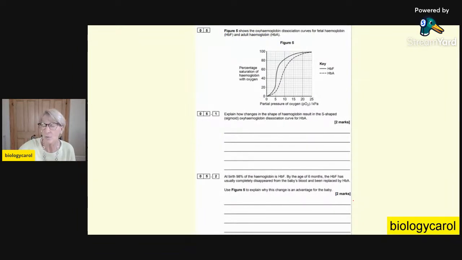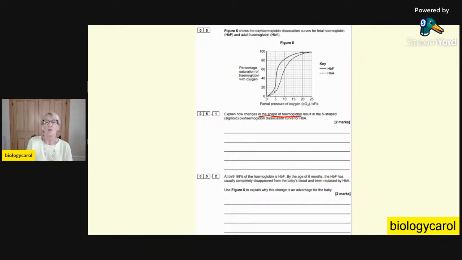Figure 5, oh, here we are on question 5. Figure 5 shows the oxyhemoglobin dissociation curves for both fetal hemoglobin and adult hemoglobin. Explain how changes in the shape of hemoglobin result in the sigmoid-shaped curve. You had to read this question carefully to have any hope of getting the marks. I desperately wanted to explain every part of the curve, but I noticed that the tariff was 2 marks. I didn't know where the marks were.